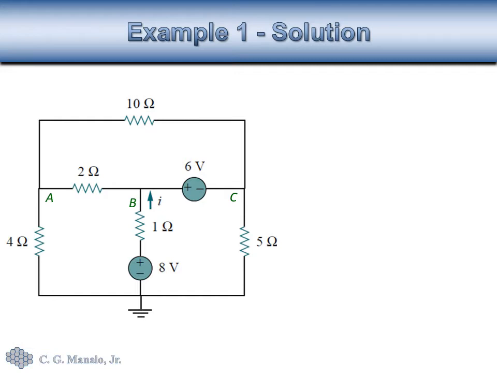The next step is to assign arbitrary currents. So let me just put them in here. So those are the arbitrary currents. So there are five of them.